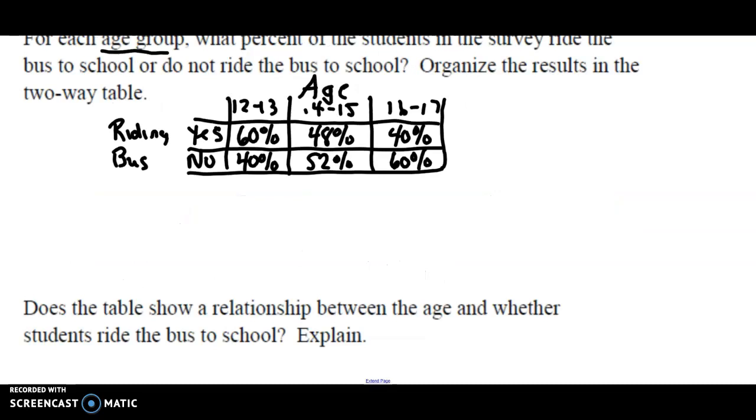The last part of the question says, does the table show a relationship between age and whether the students ride the bus to school? As we look at our table here, it looks like the yeses are going down in percentages as the students get older, and the no's are going up. So there seems to be a trend here. So the answer to this question is yes.